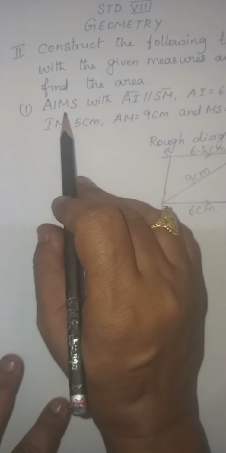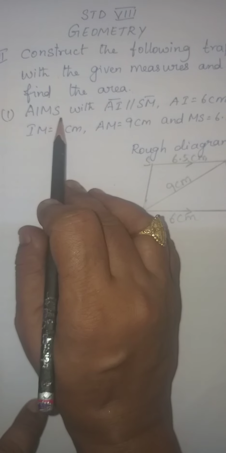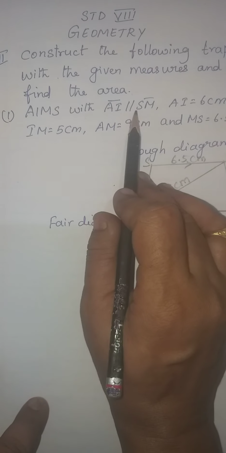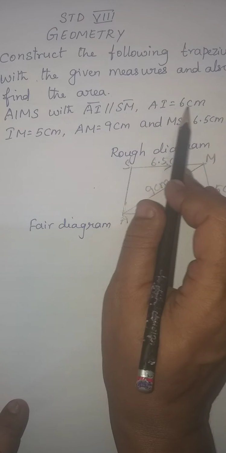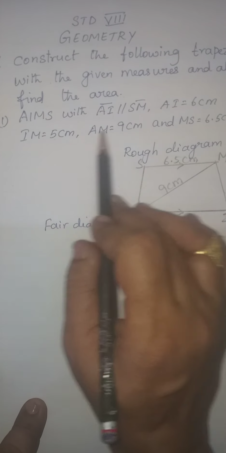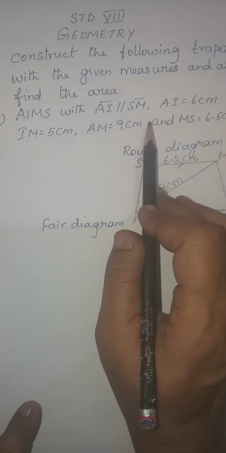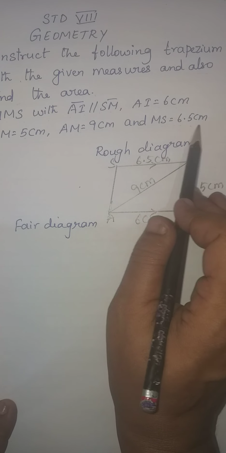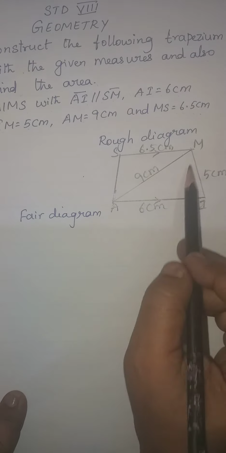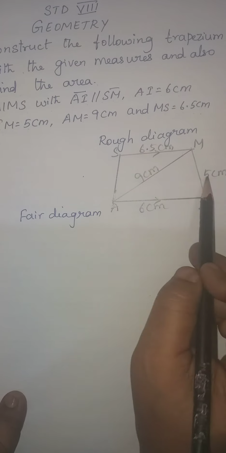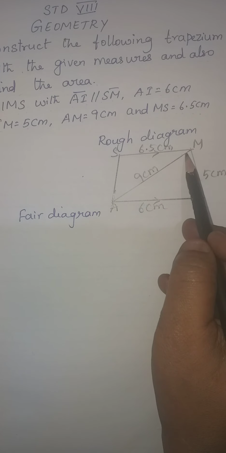Here the given trapezium is AIMS with AI parallel to SM, AI is equal to 6 centimeter, IM is equal to 5 centimeter, AM is equal to 9 centimeter and MS is given 6.5 centimeter. I have drawn the rough diagram here. You can see here three sides and one diagonal is given.